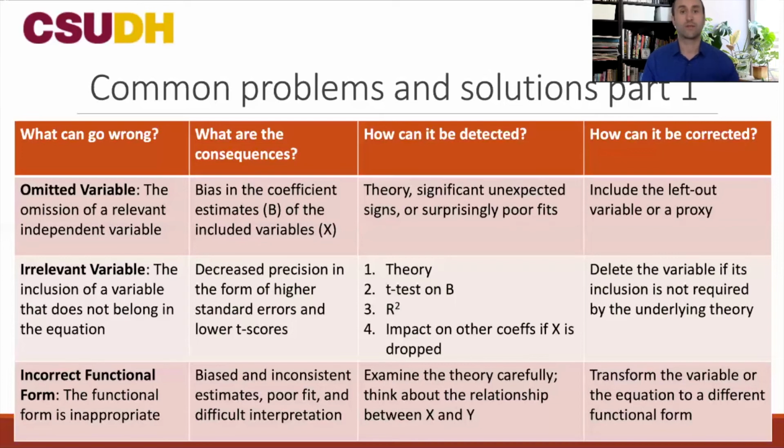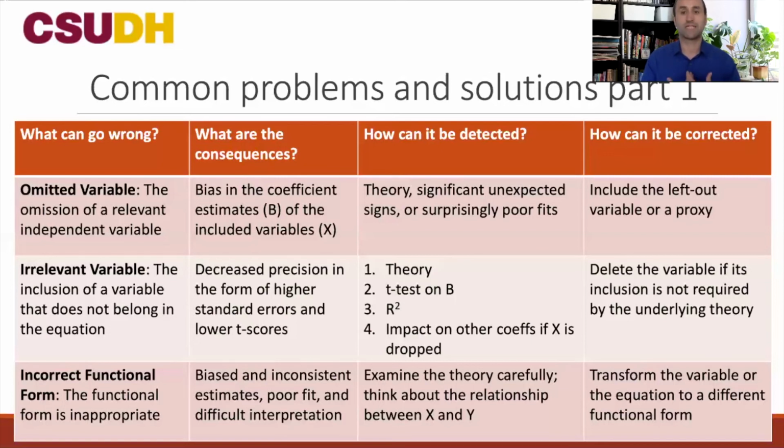A third problem is something we touched upon with one of the key assumptions, i.e. that the functional form is incorrect. Now you can imagine that if your variable is an exponential curve, but you're representing it as a linear curve, that's going to really mess up your analysis. And it can create biased and inconsistent estimates, as well as a poor fit and problematic interpretation.